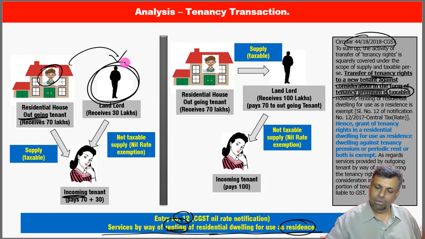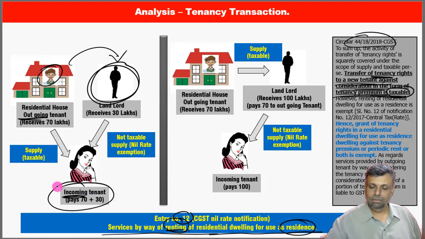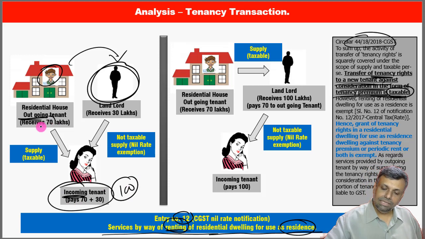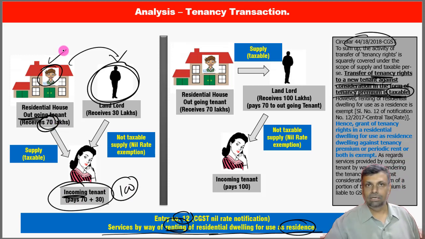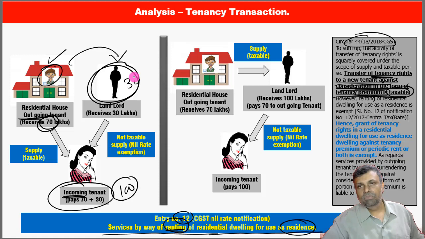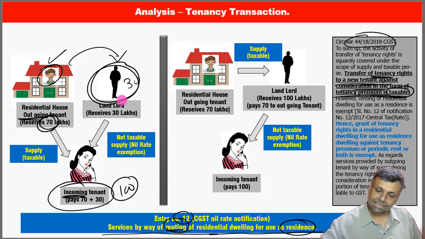So understand first of all that the incoming tenant, because he is coming inside that particular property, will pay some fixed amount. Say, for example, he is paying 100. Out of the 100, 70 is paid to the outgoing tenant because he is going to vacate the house, and the balance 30 is paid to the landlord because the landlord is accepting you for the purpose of that particular tenancy.